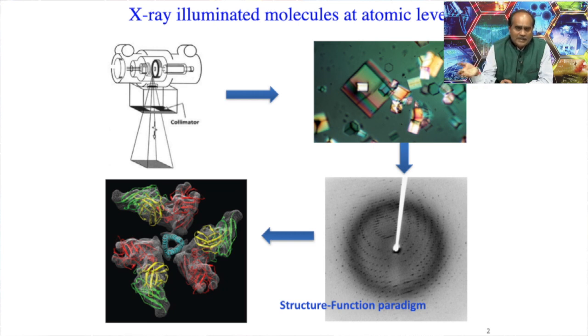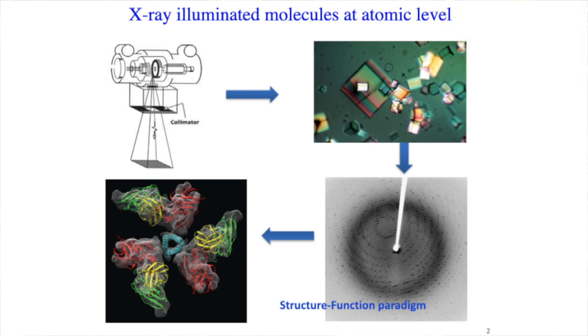Because of its fast speed, you just have to get a crystal of a protein, and if this crystal of protein diffracts well, you get a diffraction pattern and you can solve the 3-dimensional structure of a protein. So, using these structures, scientists developed a paradigm which is called the structure function paradigm. If you know the structure, you can learn a lot about the function of a protein.